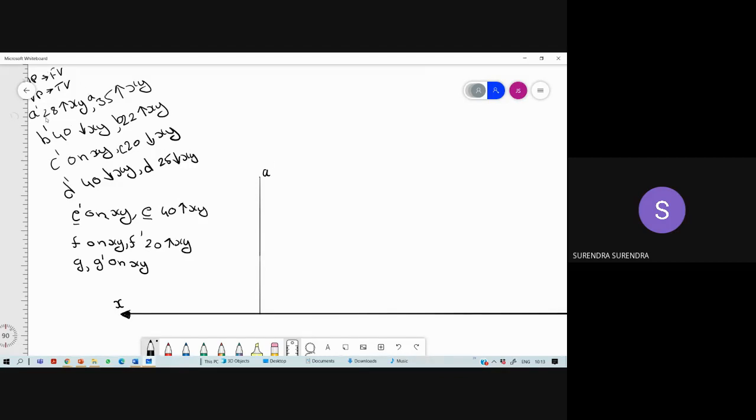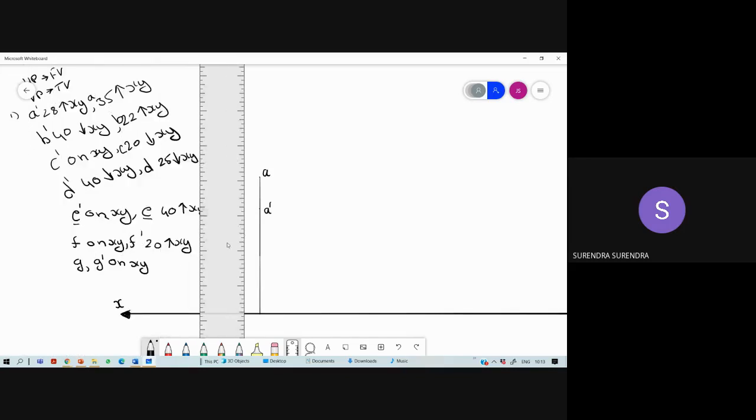Now A dash is 28 mm above the XY line. So above the XY line on the same projection line, 28 mm, mark point A dash. Now how to represent the dimensions? For representing dimensions, draw a parallel line to the projection line at a distance of 10 mm. Minimum gap, maintain 10 mm.